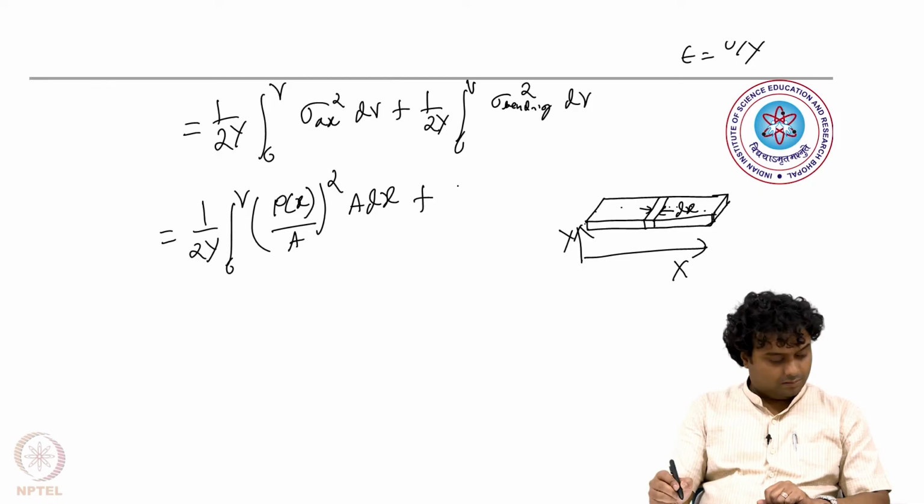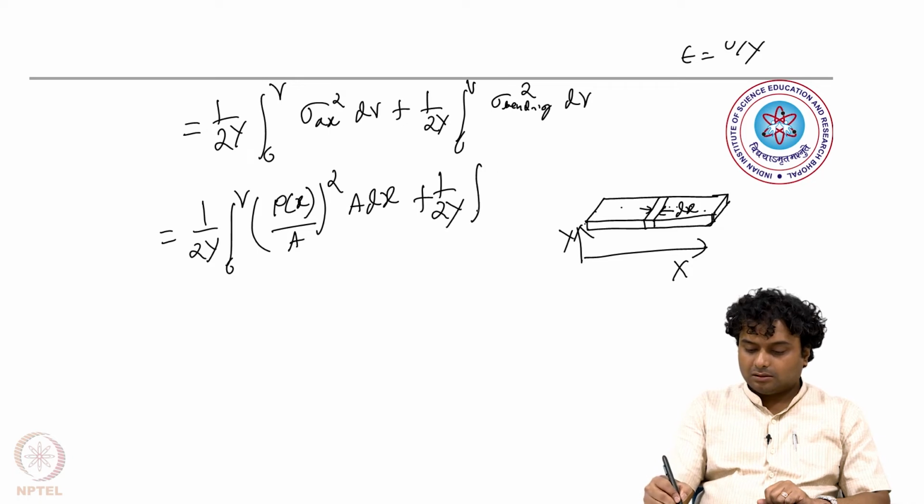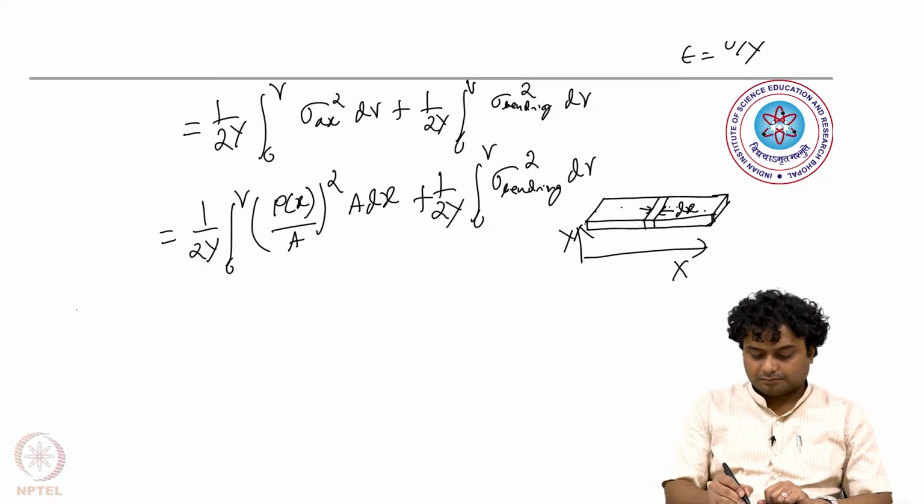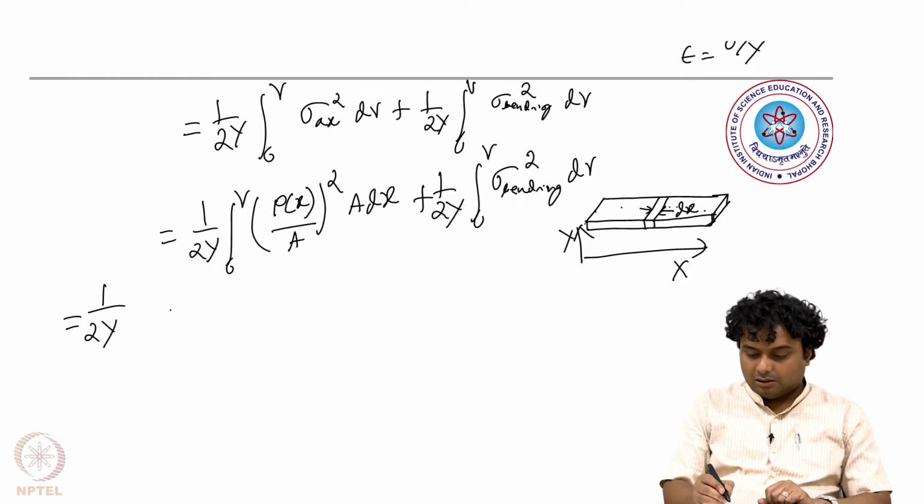And then we have 1 by 2Y, 0 to V, sigma bending square. Okay, fine. It is again 1 by 2Y, and one of the A's goes off, so it is 1 by 2YA. As it is constant, I take it out. Now this volume integral becomes a line integral, and the limit will be 0 to L, because L is the length of the beam.